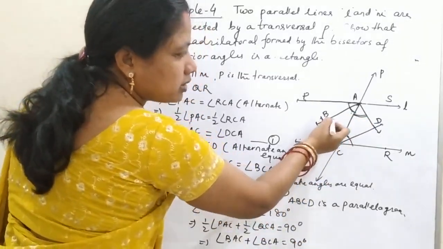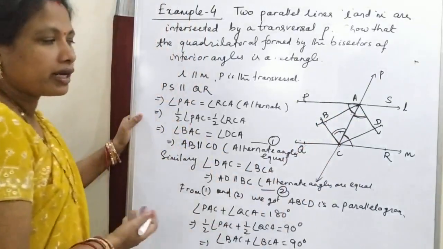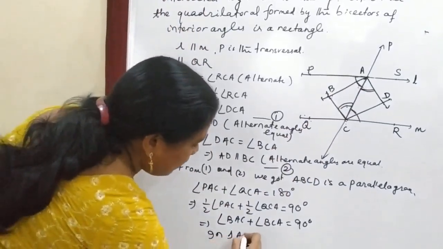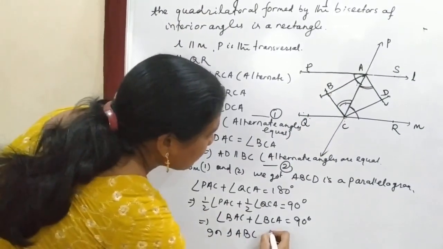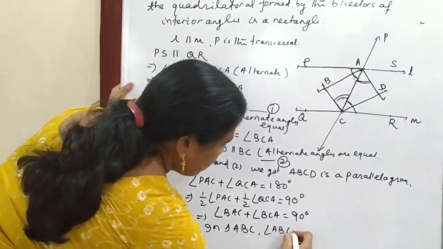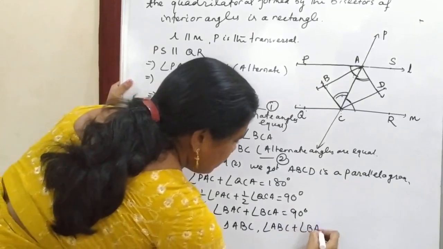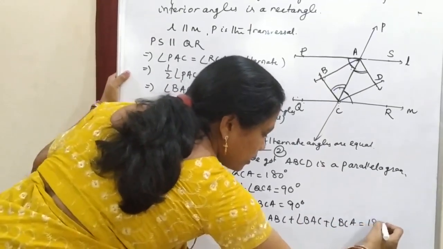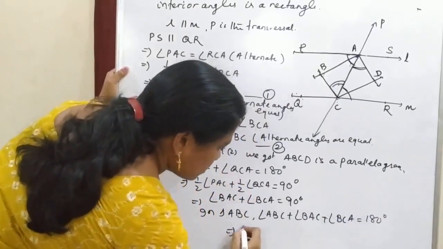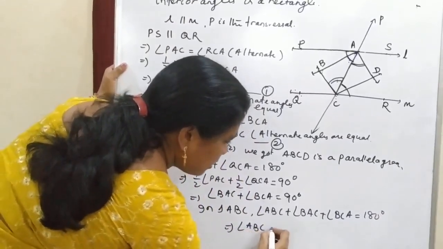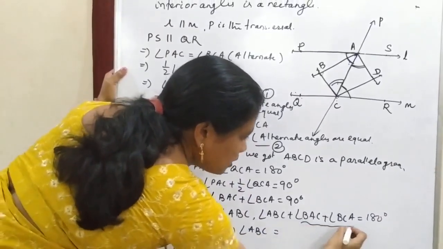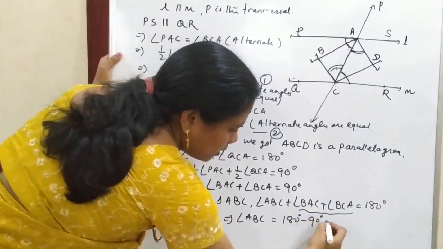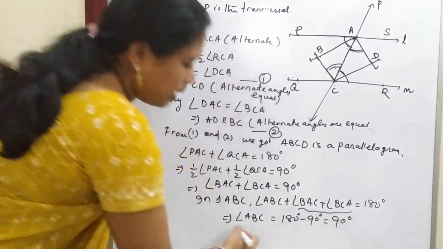So what about this? The sum of three angles of a triangle is 180 degrees. So in triangle ABC, angle ABC plus angle BAC plus angle BCA is equal to 180 degrees. So angle ABC is equal to 180 minus 90 degrees, the sum of these two angles being 90 degrees. So this is equal to 90 degrees.